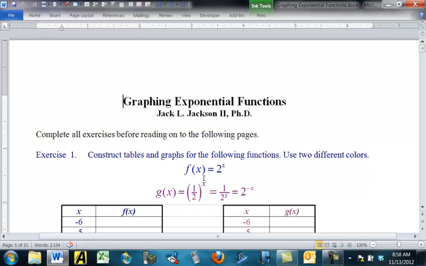Notice by properties of exponents, 1/2 to the x power is 1 to the x over 2 to the x, which is 1 over 2 to the x power, which could also be written as 2 to the negative x power. And that should give you some indication about how these two functions compare to each other.